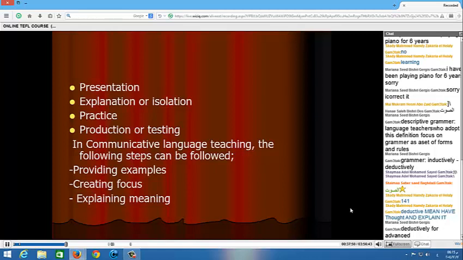Helping them to elicit the rule themselves. What do we mean by elicit? To find out, to discover the rule underlying the examples you have presented for them. Then giving them more examples, that's what we mean by drilling. Giving them more and more examples in order to make sure that everyone in your classroom has understood what you are talking about.